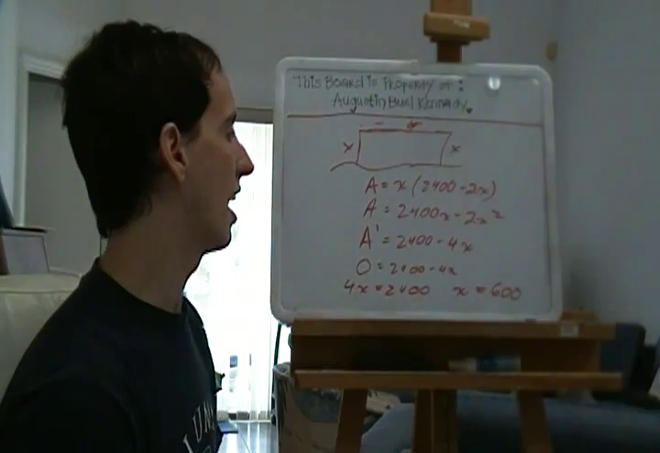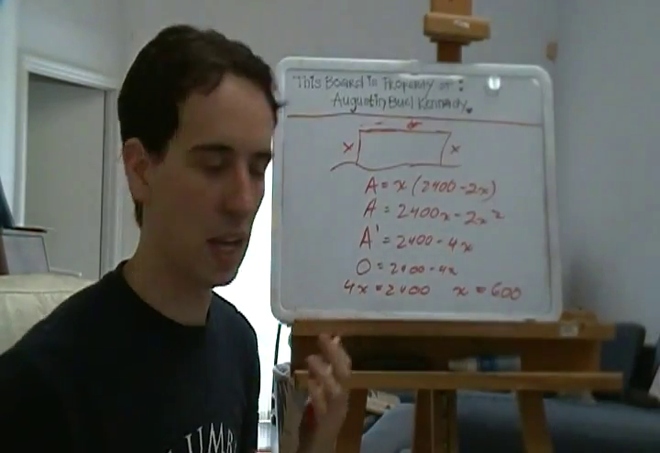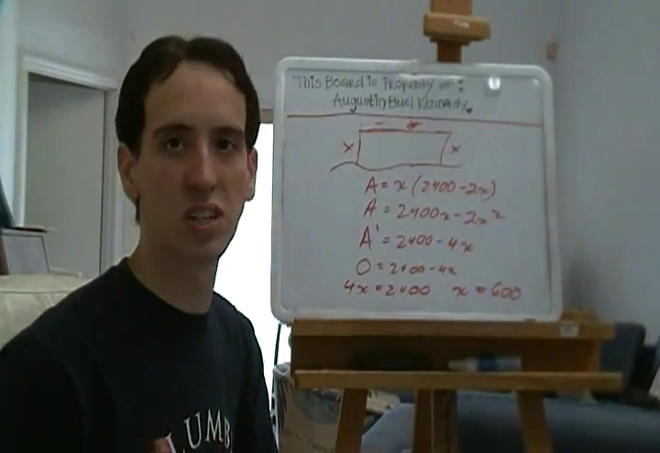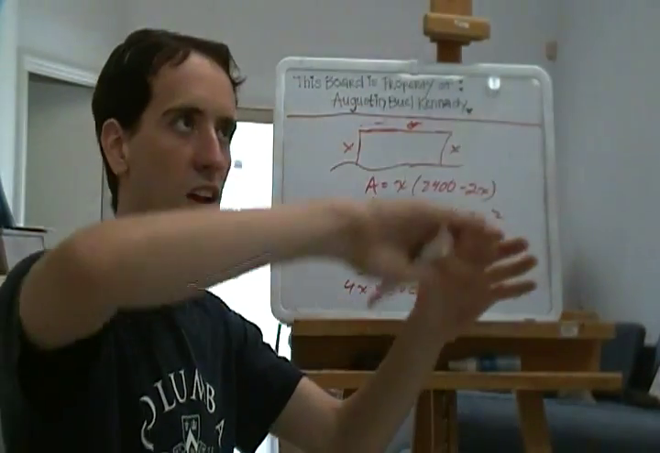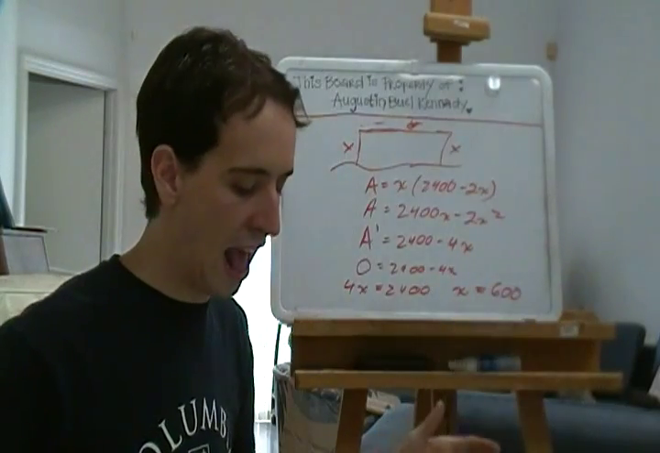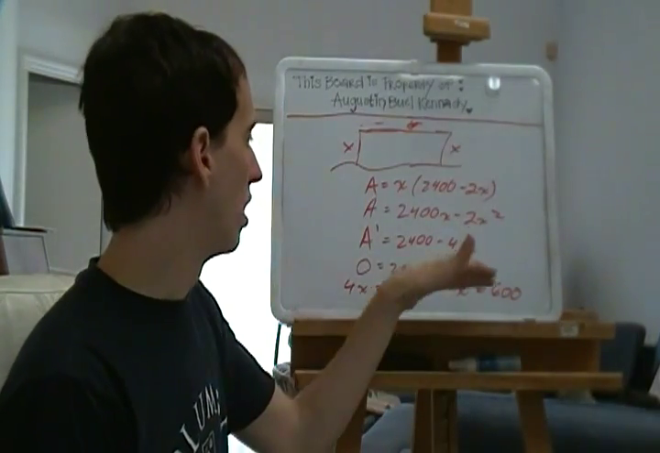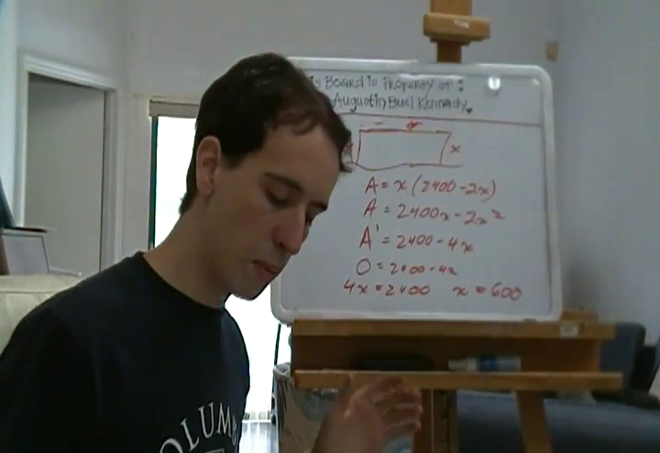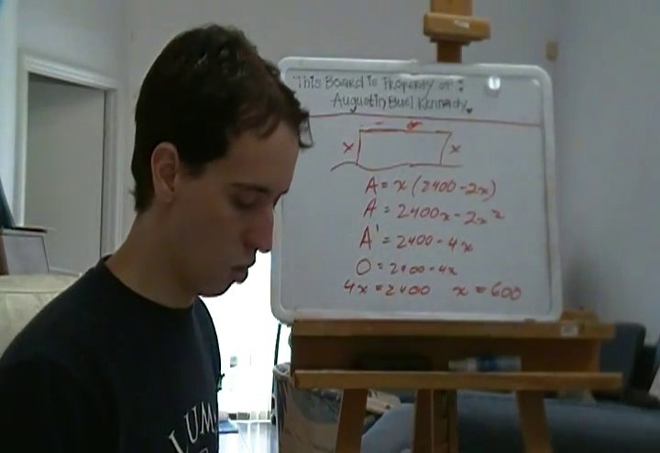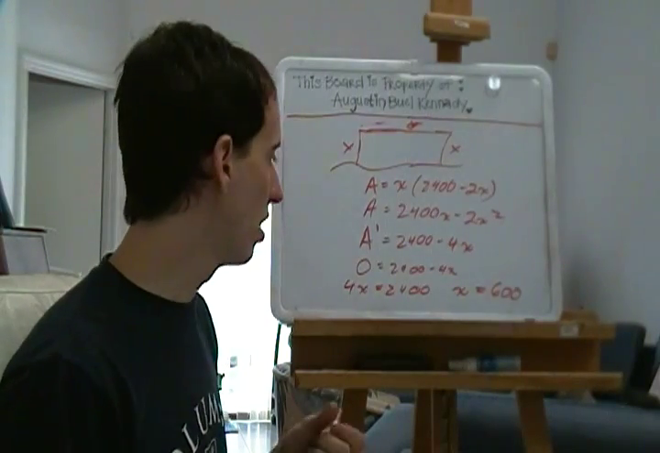Ta-da! x equals 600. What does that mean? Well, that means that at x equals 600, the derivative is 0, which means it's a horizontal tangent line on the function of the various shapes you can have. So therefore, 600 is what x should be. But we're not quite done yet.